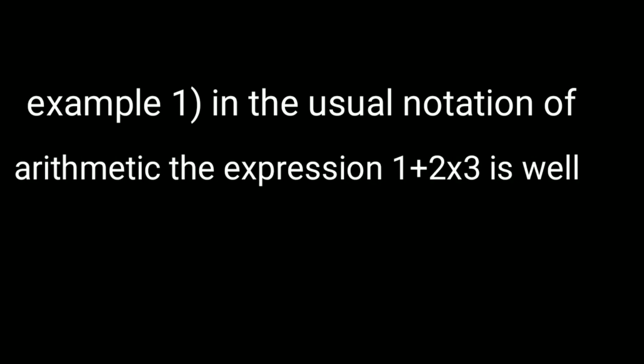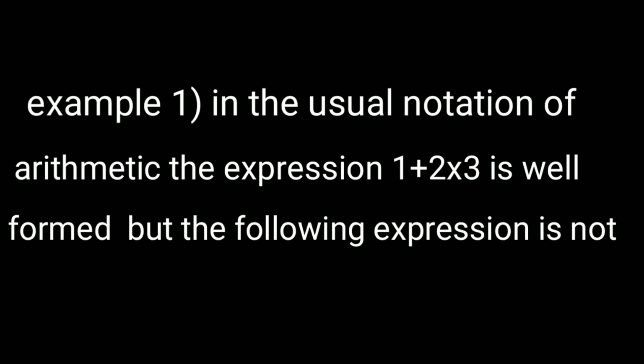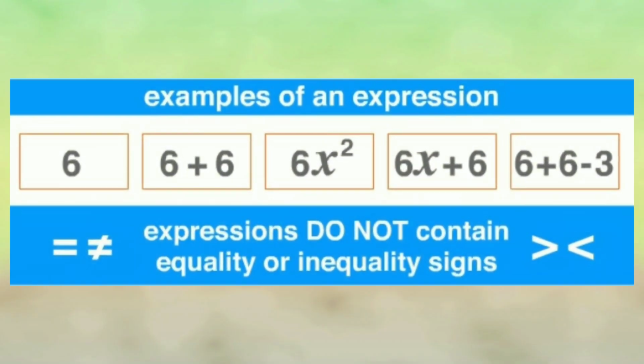Example number 1. In the usual notation of arithmetic expression, 1 plus 2 multiplied by 3 is well formed, but the following expression is not: multiply x, bracket close, x plus comma, divided by y. In this type of example, we do not write it as an expression.